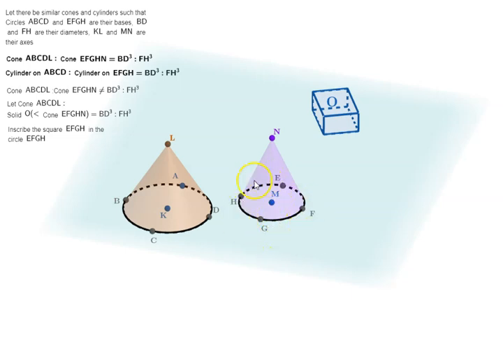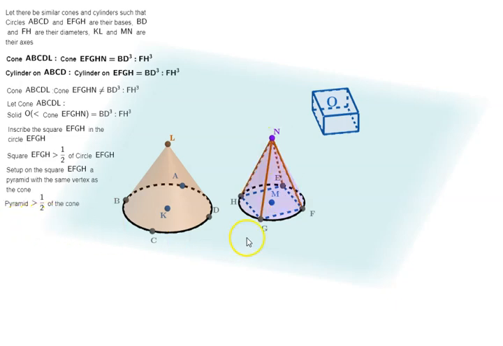Now, the points I have chosen in such a way that they actually form a square to avoid a lot of points. So let's draw the square, which means square EFGH is greater than half of the circle EFGH. Set up on the square EFGH a pyramid with the same vertex as the cone. The pyramid is greater than half of the cone.